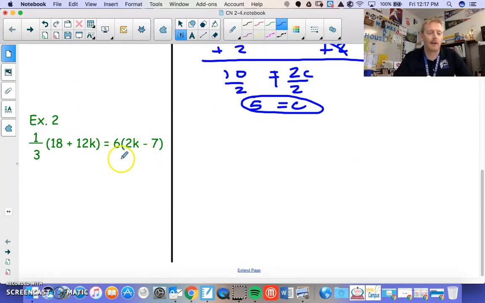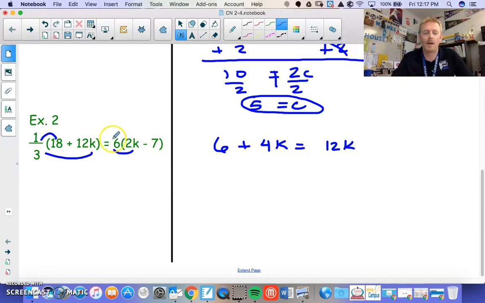We need to actually go ahead and distribute this 1/3 to the stuff inside the parentheses. So 1/3 of 18 is 6. 1/3 of 12 is 4k's. So I just did the math here. I multiplied. And I'm just trying to make things go a little bit faster for us. And then right here, we're going to distribute. So that gets us to another 12k, and a 6 times a negative 7 makes a negative 42.